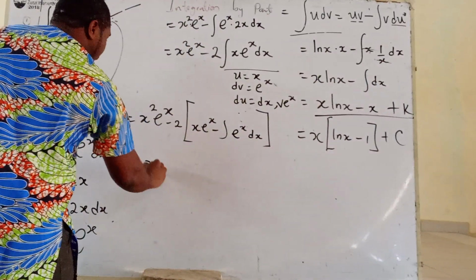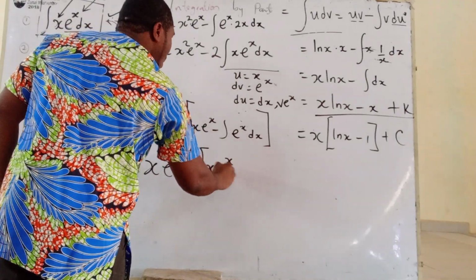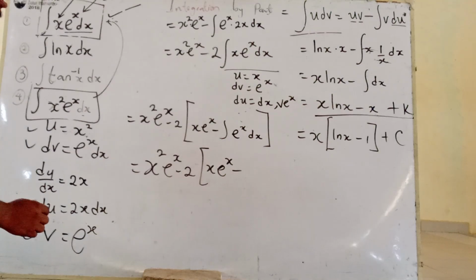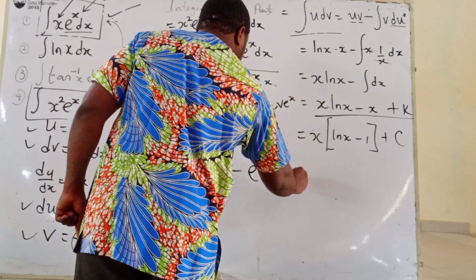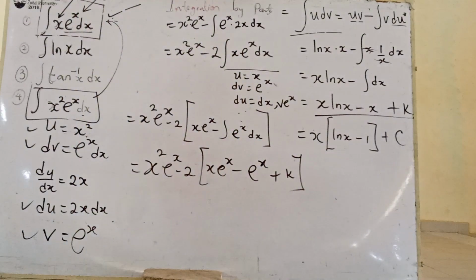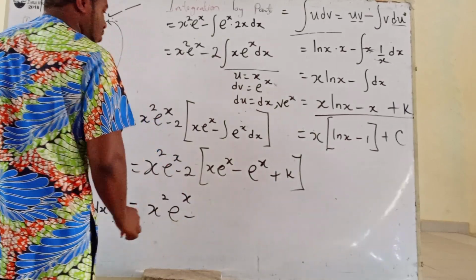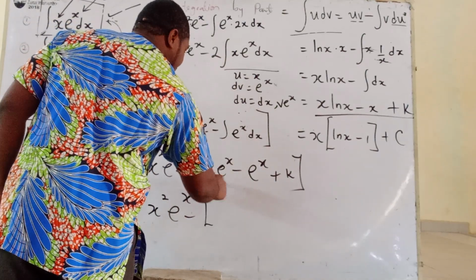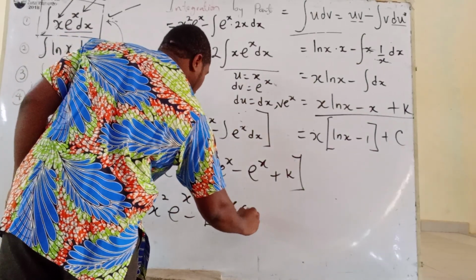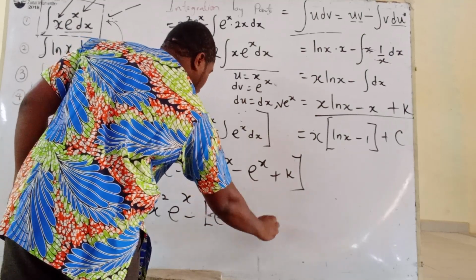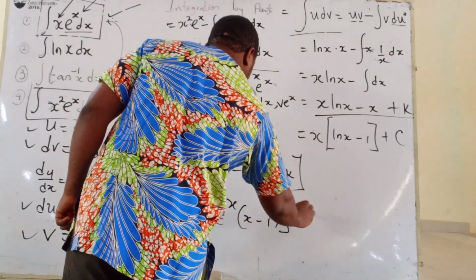So finally, I'm going to have, what is the integral of exponential x? Fantastic! Exponential x plus k. You can decide to expand it. You have x squared exponential x minus, here you have x, exponential x over here into, what do you have? X minus 1, right? Your 2 is here. Then you can decide to close this one plus c.